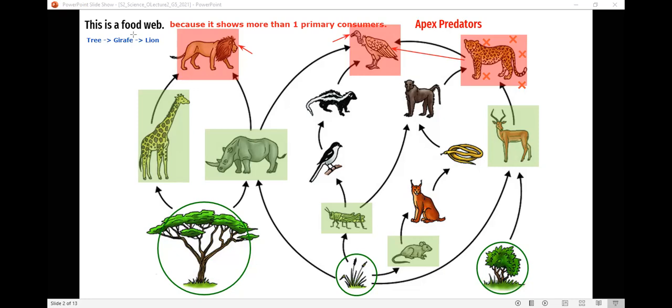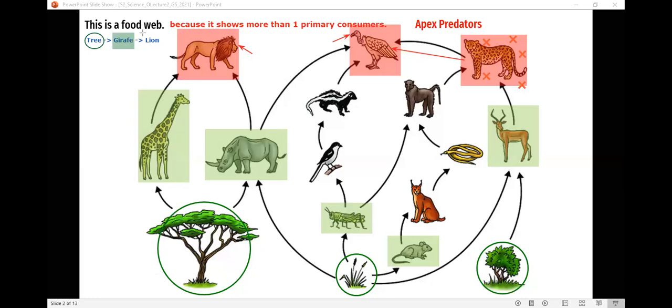In the food chain that we chose, where is the producer? The tree. The producer is the tree. Where is the primary consumer? The giraffe. Where is the secondary consumer?